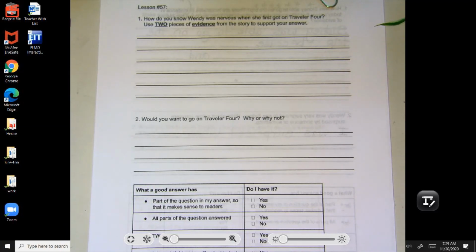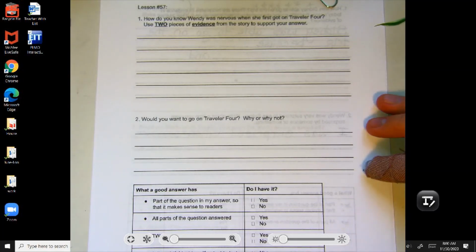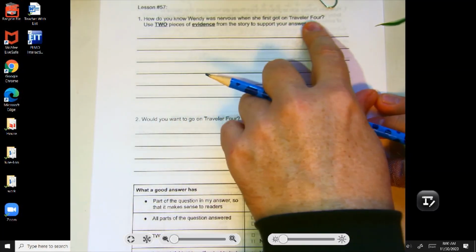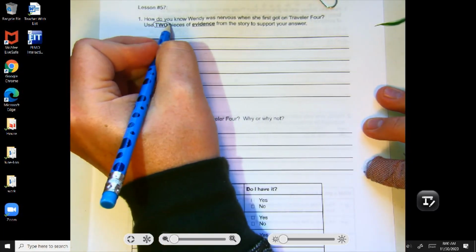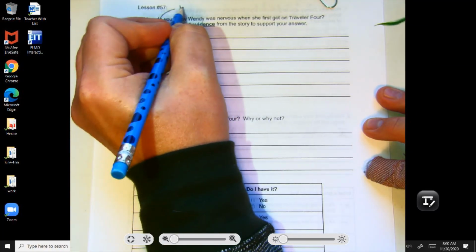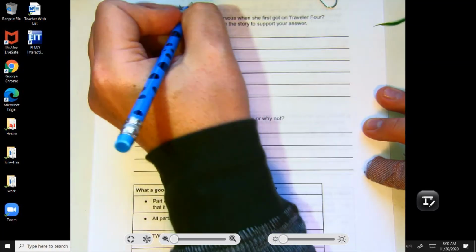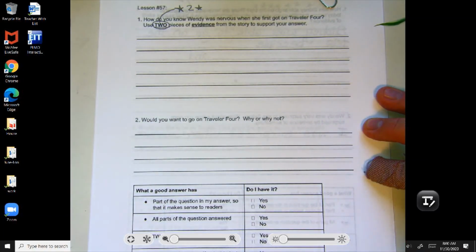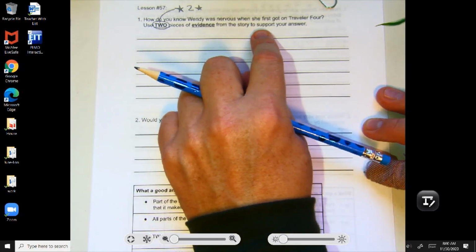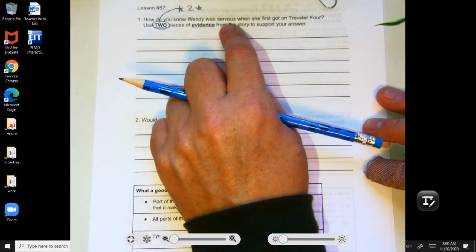All right, scholars, looking at our packet work today for lesson 57. Right, our first question is, how do you know Wendy was nervous when she first got on Traveler 4? So right at the beginning of today's story, we found out Wendy was nervous. How do we know that, right? What was our evidence? So we're looking for two pieces of evidence, like two things we read that support our answer, right? That support us knowing she was nervous.